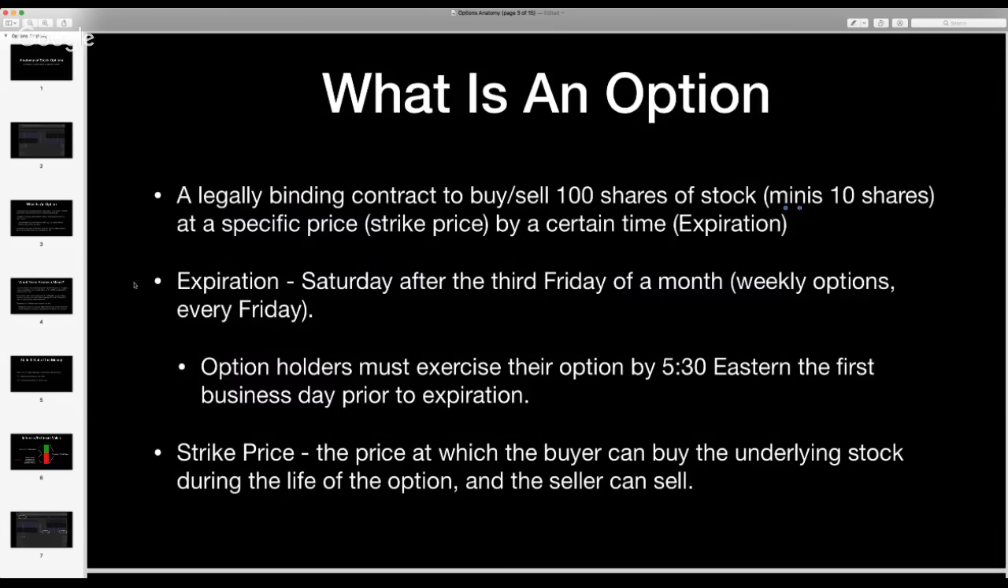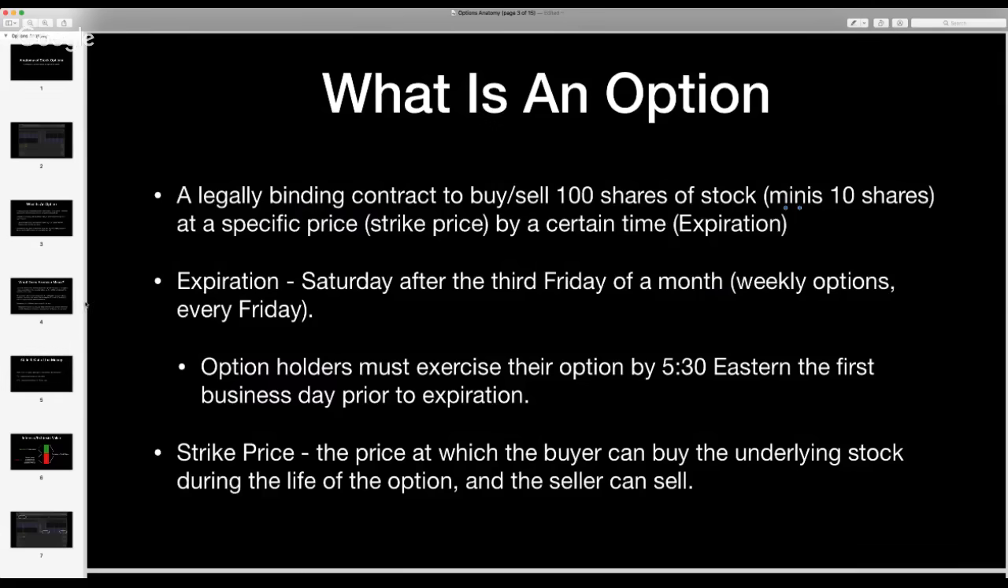So the expiration, when does the expiration happen? It happens the Saturday after the third Friday. Now, this is for monthly options. The Saturday after the third Friday of the month. Now, of course, nobody's trading on Saturday. And so I guess technically the option expires on Saturday at 5 p.m. Eastern time. But in reality, it really expires the Friday before, the last business day, at about 5:30, because that's the last time that you can actually execute a trade.